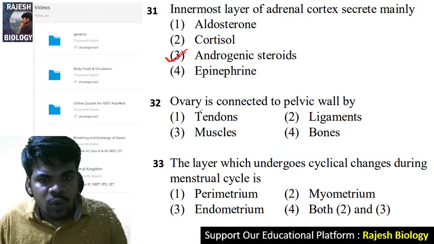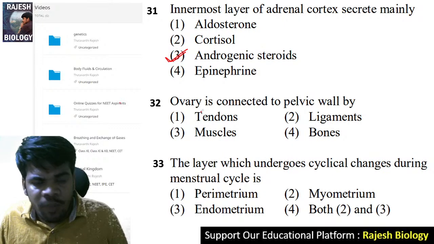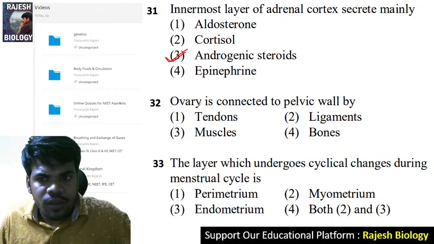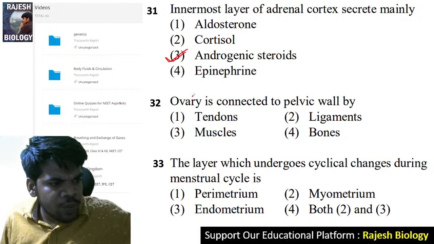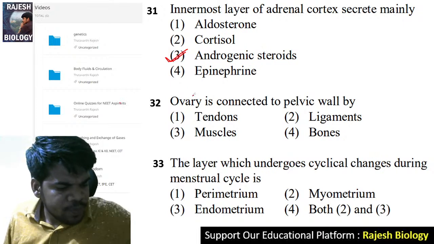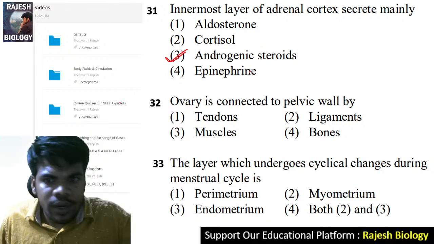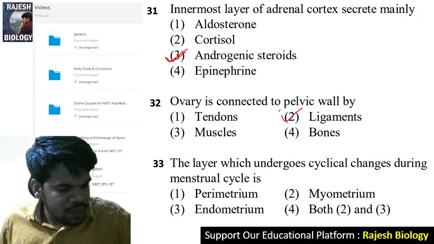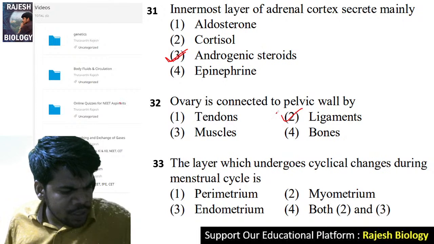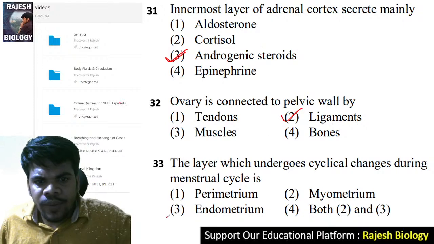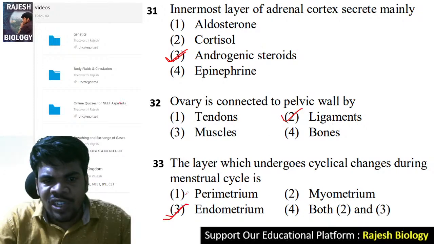Next, come to the 32. Ovary is connected to pelvic wall by ligaments. 33 question also you are giving the answer. Very good, Chinnu and Jnaneshwari, and Chandrika for the first, right. The layer which undergoes cyclical changes is endometrium.